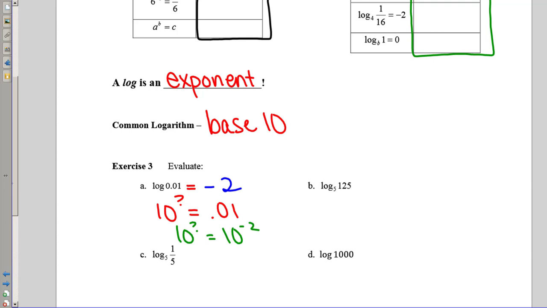Okay, so I'm going to ask you to finish exercise 3 and finish 1 through 8, the examples on the bottom of this page. I'll see you all tomorrow.